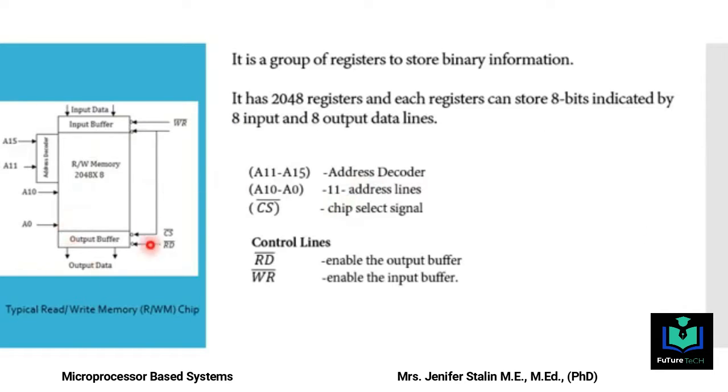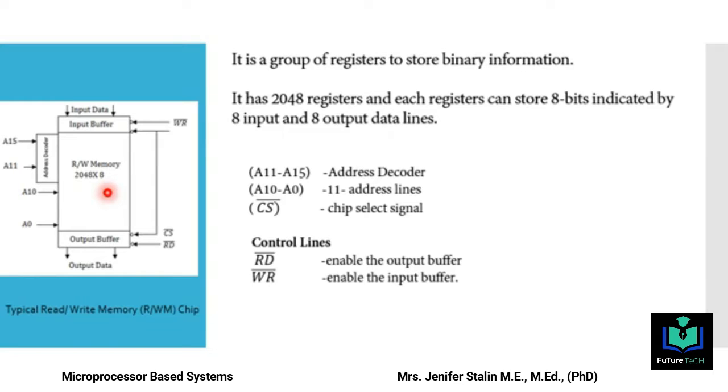Now this is the typical diagram of a memory read and write chip. It has a group of registers. The chip has 2048 registers, and each register has the capacity to store 8 bits of information.